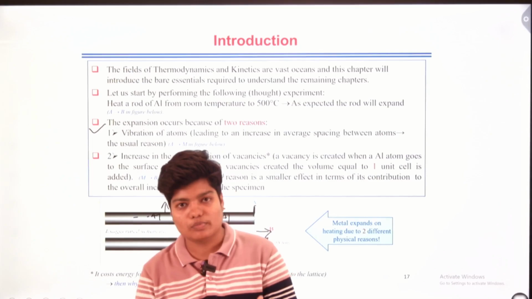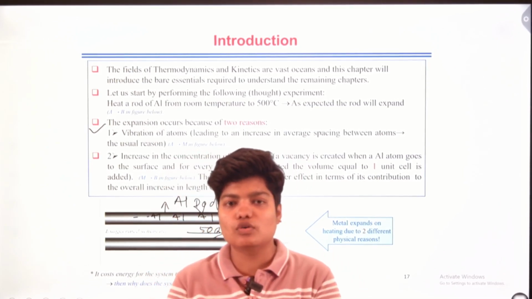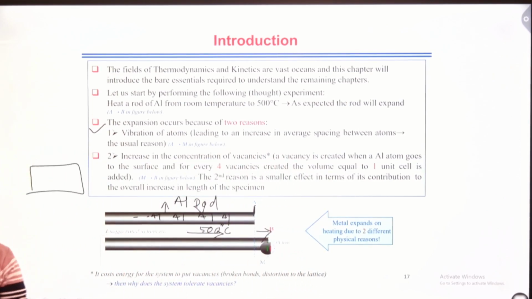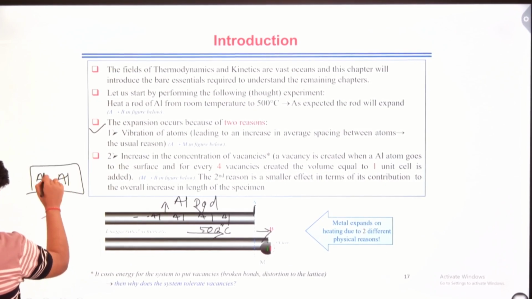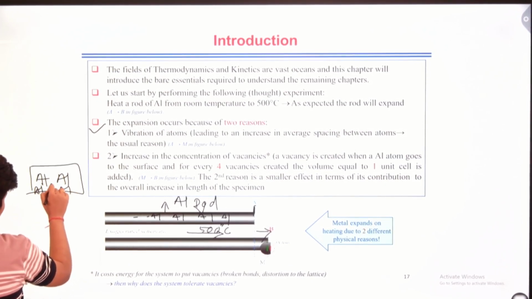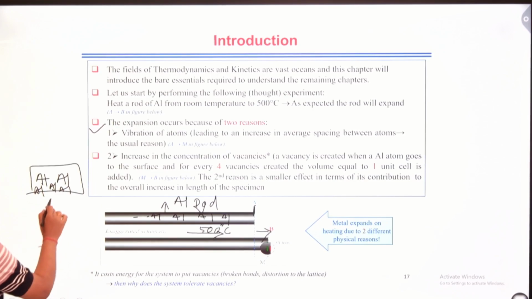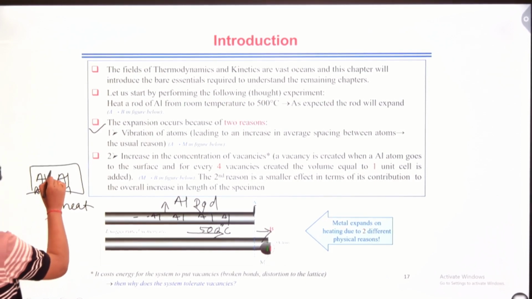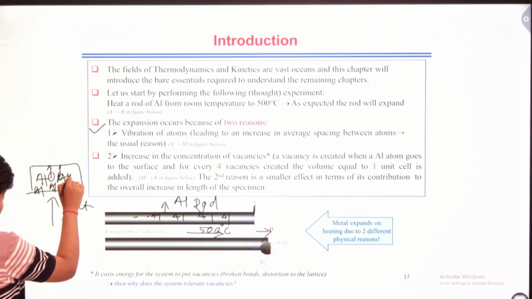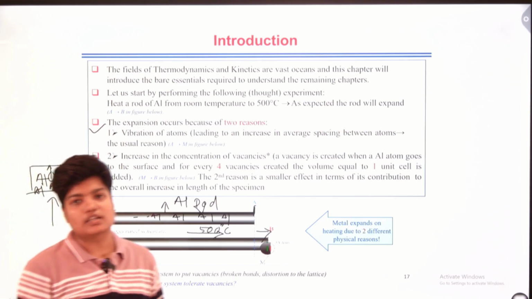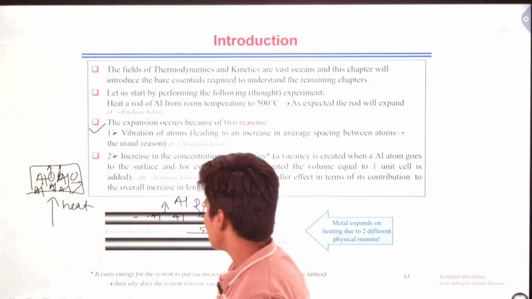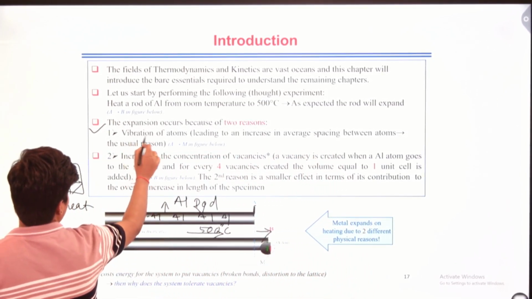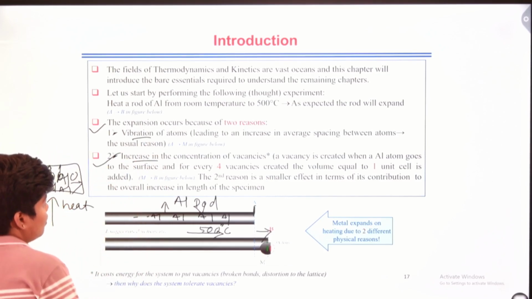and all the aluminium atoms are close packed. If you heat the aluminium rod, then some atoms may go from the bulk to the surface area. This is the solid material, and the aluminium atoms are closely packed. If we heat it, then some aluminium atoms can go from the bulk to the surface, so in the bulk some vacancies may be created. By creating vacancies, it may expand. So there can be two reasons: one is the vibration of atoms, and the second is the concentration of vacancies.